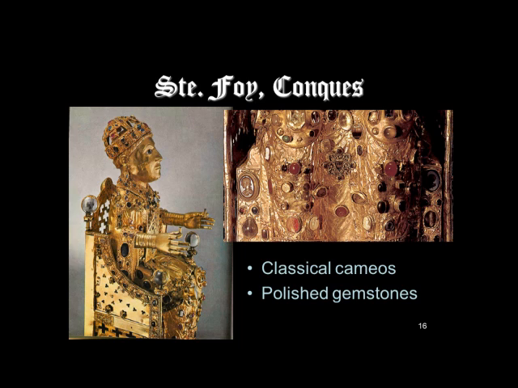You might also notice that there are no faceted gems for the most part here. Any faceted gems would be from a later period. But they are highly polished. And then the mounts would raise them up so that they could catch the light. So you have the light coming off the reliquary, which is gold, and you have the light coming off of the different colored jewels.